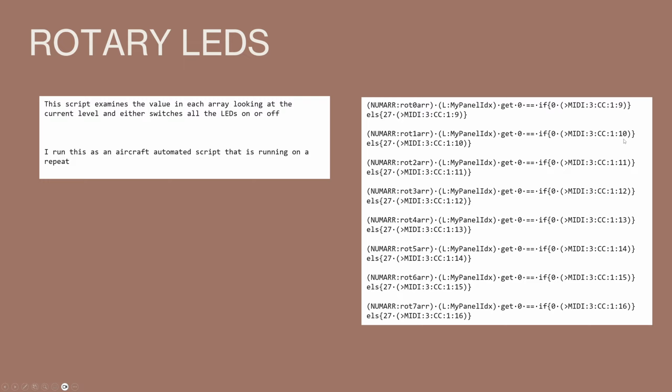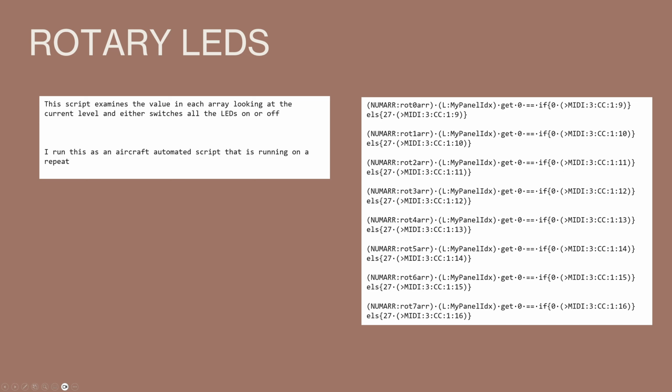The next one along is rotary 10, rotary 11, and it's doing the same for each of the rotaries, just checking the appropriate array for the level we're on at the moment, and if it's a 0, turn it off. If it's a 1, turn it on. To turn all the LEDs on, you send a 27. So that's just running constantly in the background.